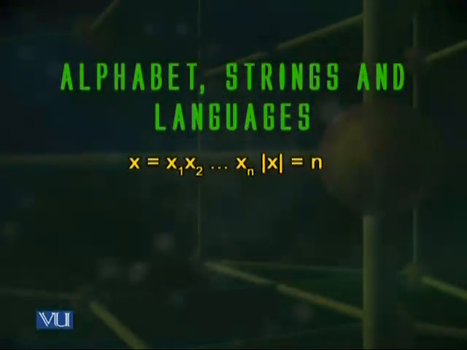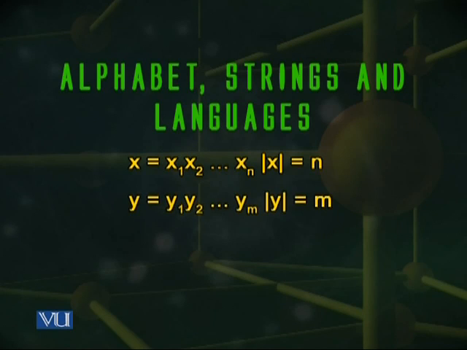Suppose that you have a string x, which is equal to x1, x2, x3, and so on up to xn. So this string consists of n symbols. It's a string of length n, and the first symbol is x1. The second symbol in the string is x2. The third symbol in the string is x3, all the way up to the nth symbol, which is xn. This is a string of length n, and let's say you have another string y of length m. So y is equal to y1, followed by y2, followed by y3, all the way up to ym. This is a string of length m.